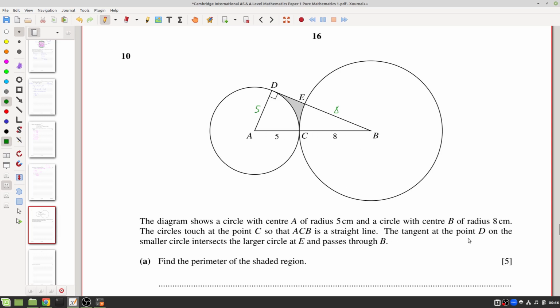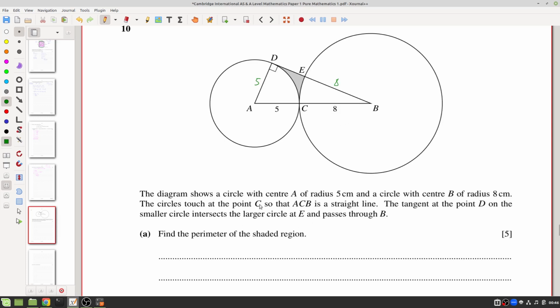The tangent at the point D on the smaller circle intersects the larger circle at E and passes through B. Okay, fantastic. Now find the perimeter of the shaded region. Okay, so we need to find this perimeter. So that, and that all together. So basically we have to add all of those.